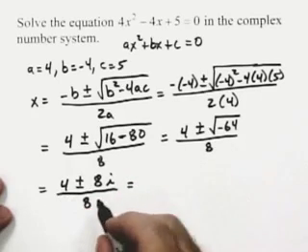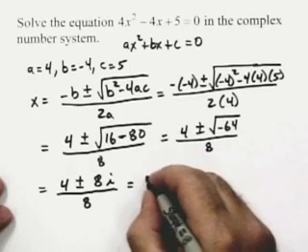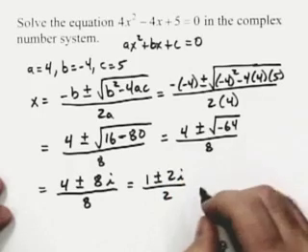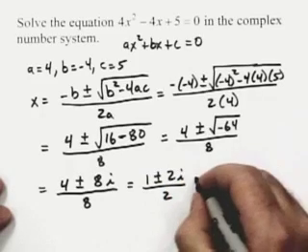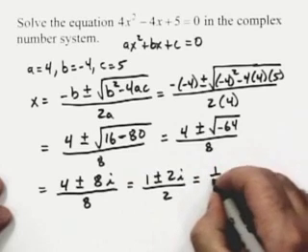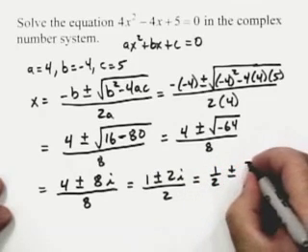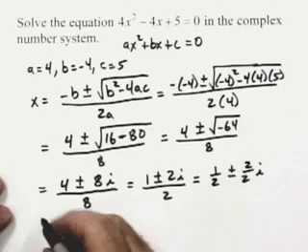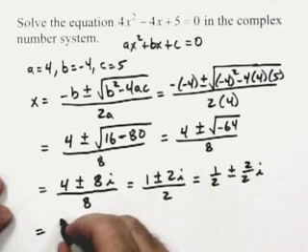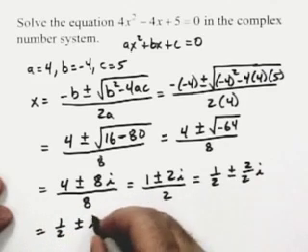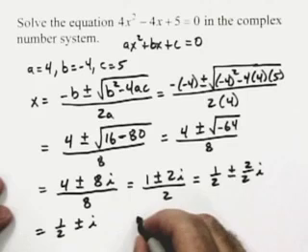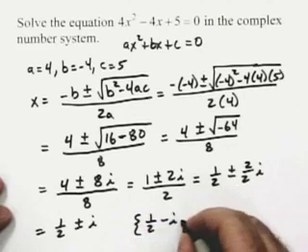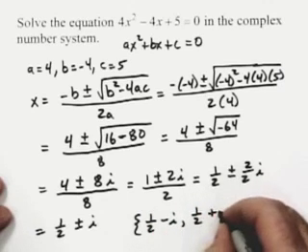There's a common factor of 4 that we can cancel. This will end up giving us 1 plus or minus 2i divided by 2. We'd like to write this in our standard form for complex numbers. So we could write 1/2 plus or minus 2/2 i. Again, we can simplify 2/2 as 1. So we'll end up with 1/2 plus or minus i. And if we write this in our solution set form, the solution set will be 1/2 minus i, 1/2 plus i.